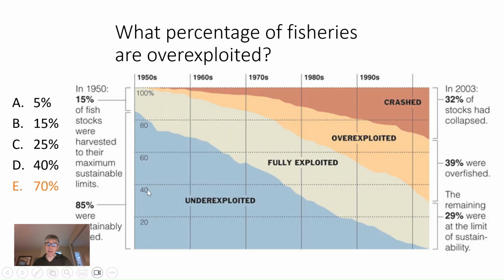And this little figure here shows you back in the 1950s, over 85% were underexploited. But as we move forward to the 1990s and the 2000s, we started to see that many stocks had crashed from overfishing and others were overexploited, with the remainder all fully exploited. Basically nowhere are we underexploiting anymore.